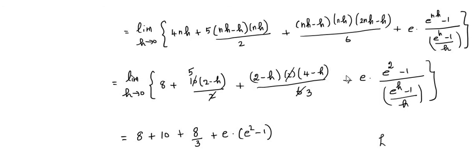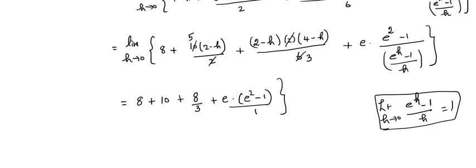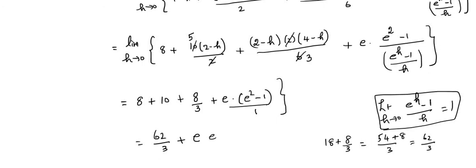Already, while recalling, I told the formula in the introduction: limit h tends to 0 of e power h minus 1 by h is equal to 1. This is the formula I told you to recall first itself. If I substitute it here, the denominator becomes 1. Now the final answer: 8 plus 10 is 18, 18 plus 8 by 3. If I simplify, 3 is the LCM, so 54 plus 8 is 62 by 3. Therefore, the answer is 62 by 3 plus e into e square minus 1.